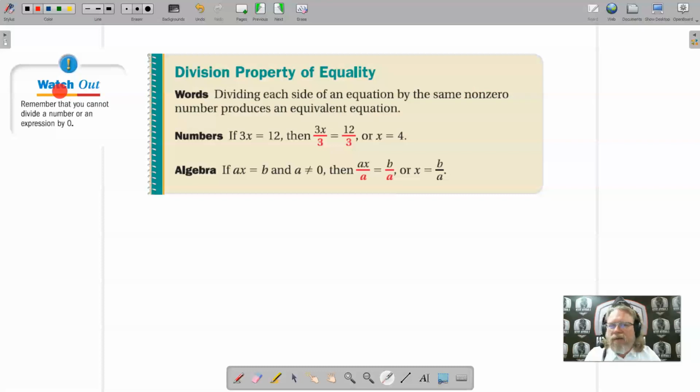Looking over at our watch out notification, it says, remember that you cannot divide a number or any expression by zero. Zero can be in the numerator. So we could have a 0 in the numerator and a 4 here, and 0 divided by anything is going to be 0. So this is allowed. However, we can't go the other way. We can't take 4 and divide it by 0. And this here is what we call undefined.